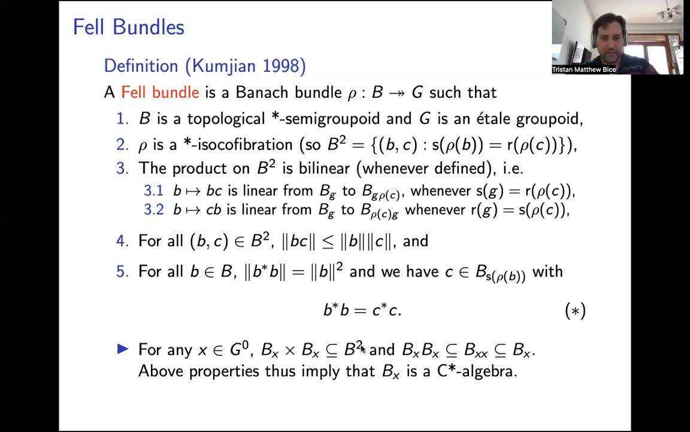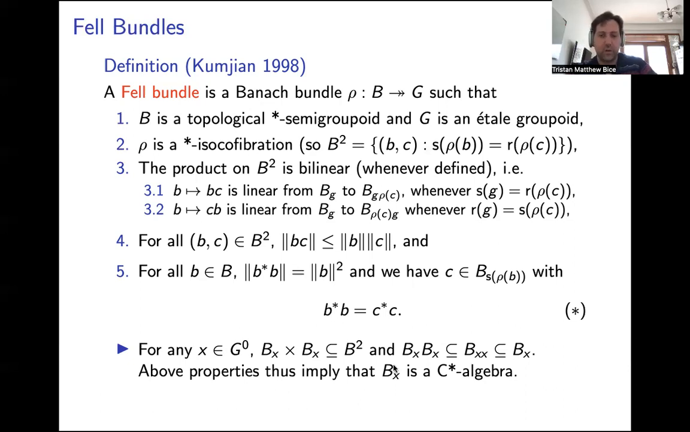Okay, so they lie within B2, and the result will again be within BXX, will again be within exactly the same fiber. So this condition 5 here, applied within that fiber, is really the C-star norm equality in this case. And so what that tells you is BX is a C-star algebra.